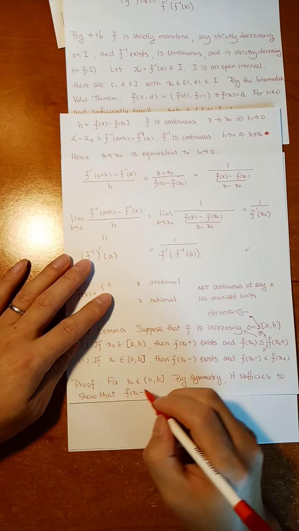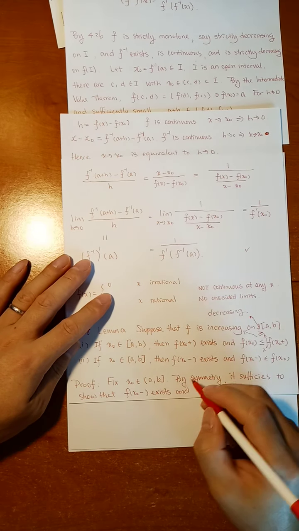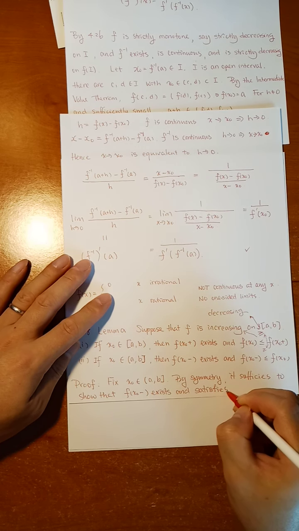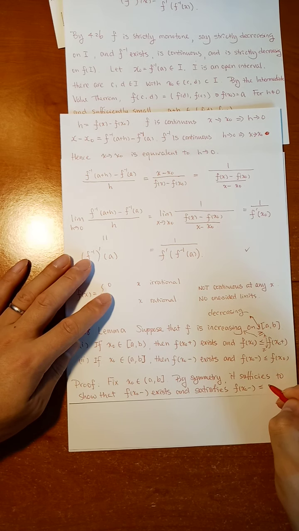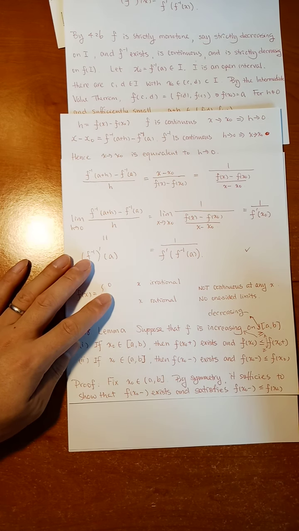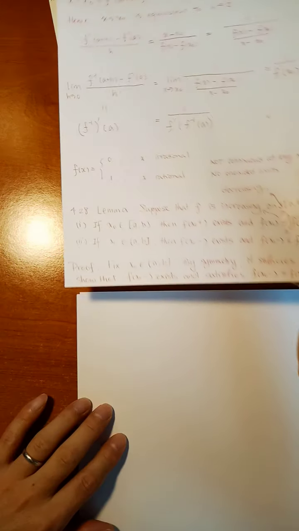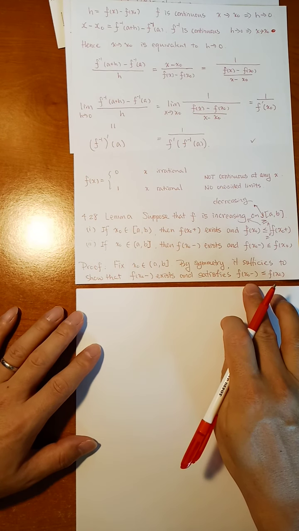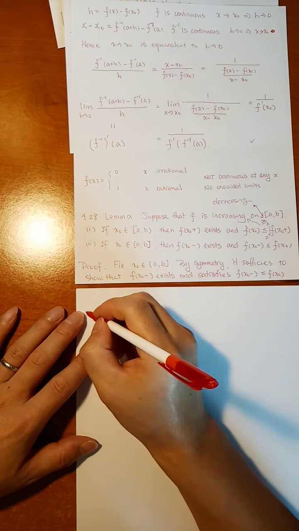f(x0 minus) exists and satisfies f(x0 minus) less than or equal to f(x0). Okay. Well, let's see. We're talking about the left limit, so x is on the left side of x0, x is less than x0.